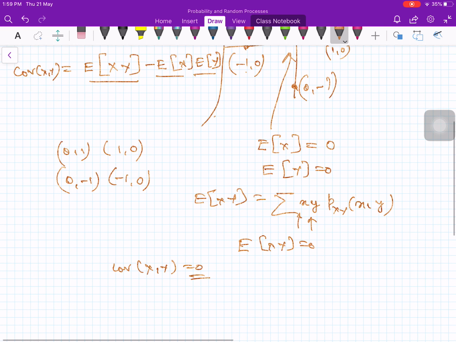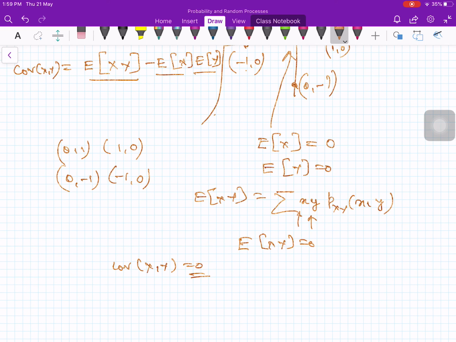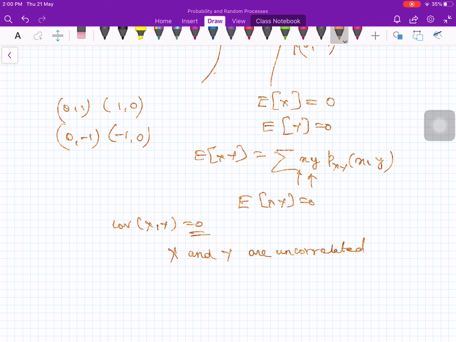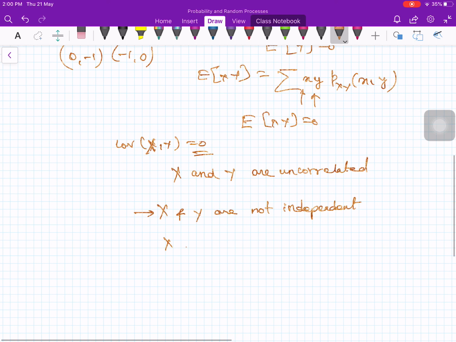But when the covariance of X and Y equals 0, that means X and Y are uncorrelated. However, X and Y are not independent. X and Y are dependent, right?